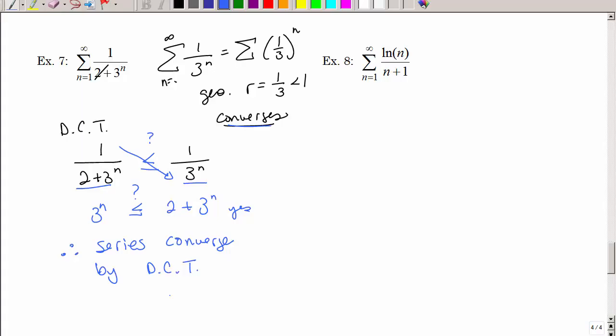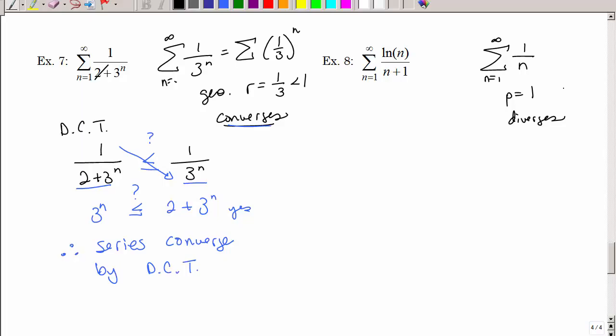Let's look at the next one. Ooh, natural log of n. Don't know anything about that with series. We've got this plus 1, so let's just get rid of everything that we don't really know about, and let's go with this. You just have to try. I know that this is a p-series. In fact, that is the harmonic series, and I know that diverges.